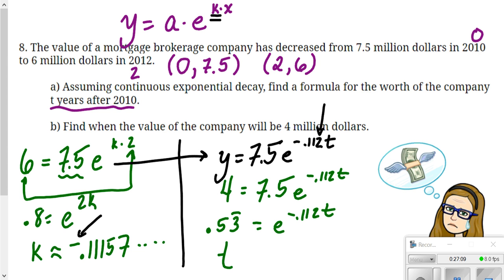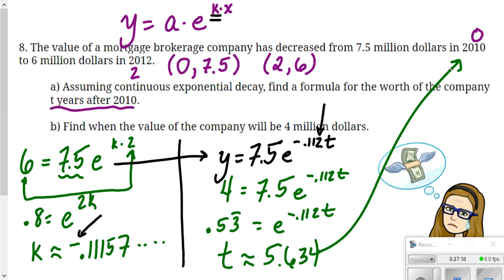So my time value came out to be 5.634. But remember, that's the number of years since 2010. So bear that in mind in answering the question.